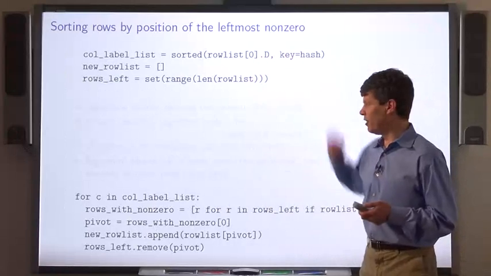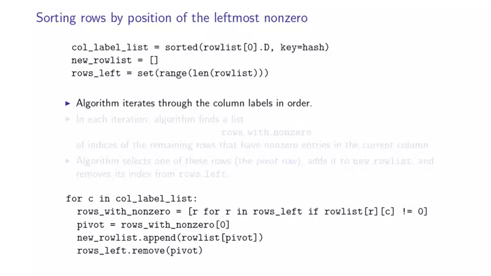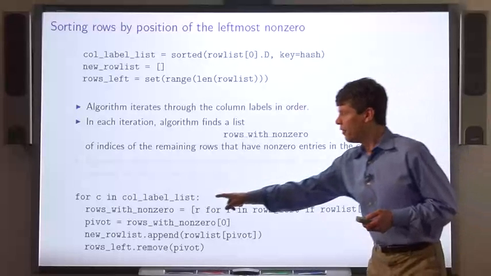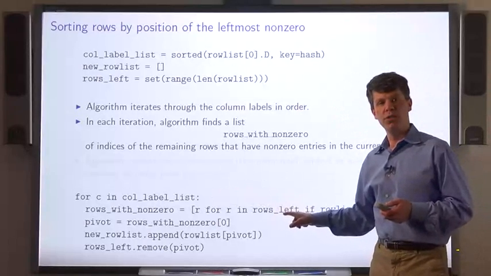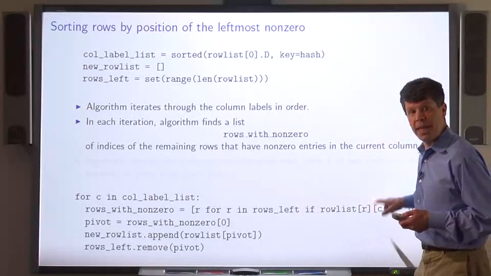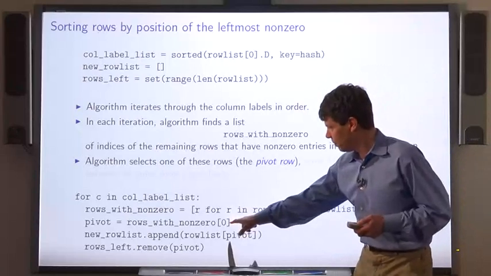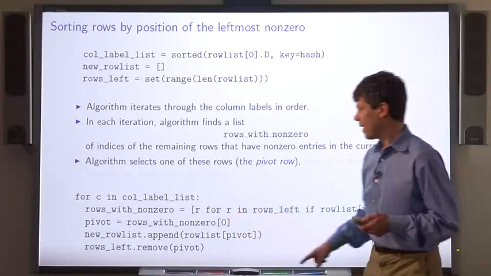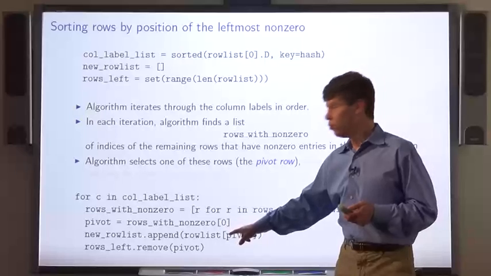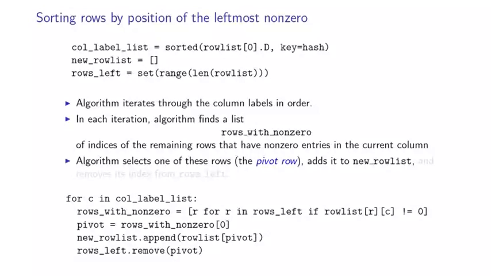So the initialization we've already discussed. Here's the code for the algorithm proper. The algorithm iterates through the columns, and in each iteration, it finds the set of row indices among those rows still remaining to be sorted that have a non-zero entry in the current column. It selects one of those rows, in this case the first in the list, adds that to new row list, and removes the index from the set rows left of rows yet to be processed.